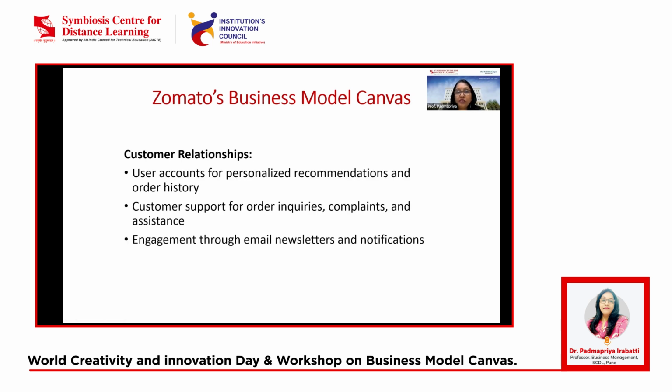Customer relationship is through user accounts for personalized recommendations and order history. Customer support, in case there are some complaints or some assistance needed or for any kind of inquiries. And engagement through emails, newsletters, notifications continuously on a regular basis. So these are the different ways through which Zomato is continuously getting connected with their customers. These are the customer relationship tools that they are using.